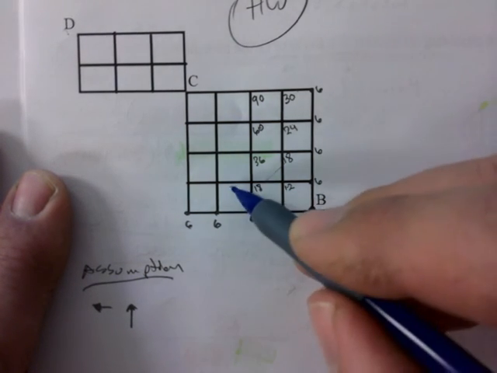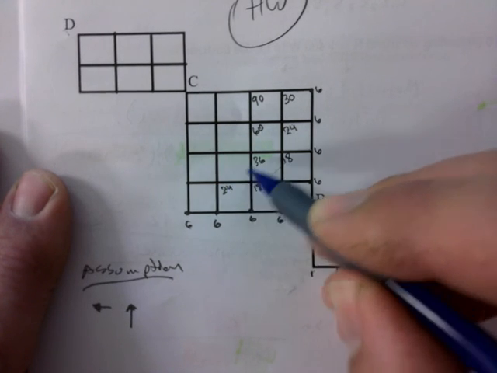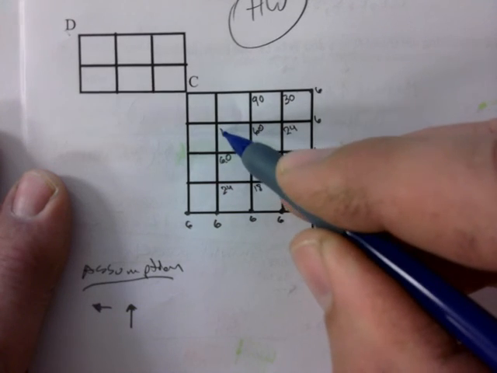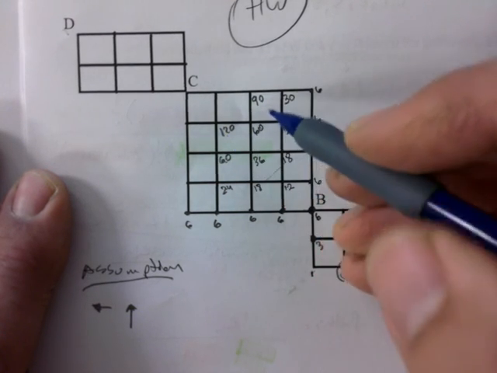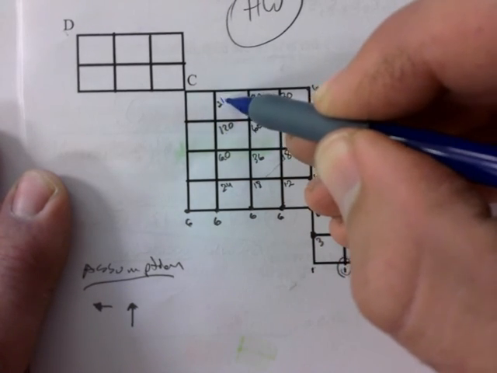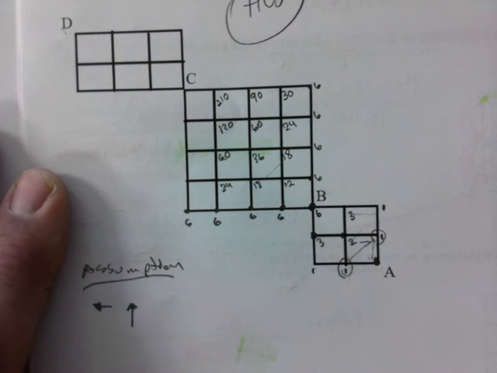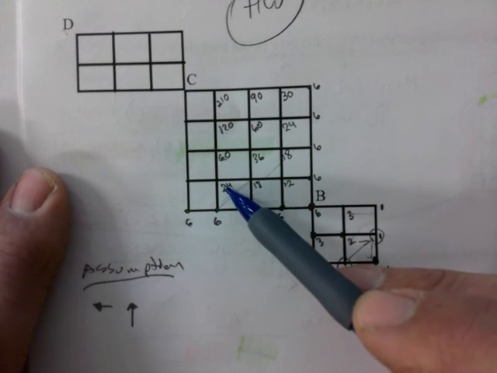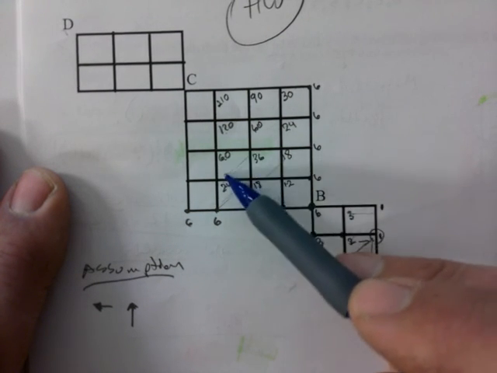6 and 18 is 24. 24 and 36 is 60. 60 and 60 is 120. 120 and 90 is 210. Right? So you've combined these two to get that, and we've combined these two to get that, right?